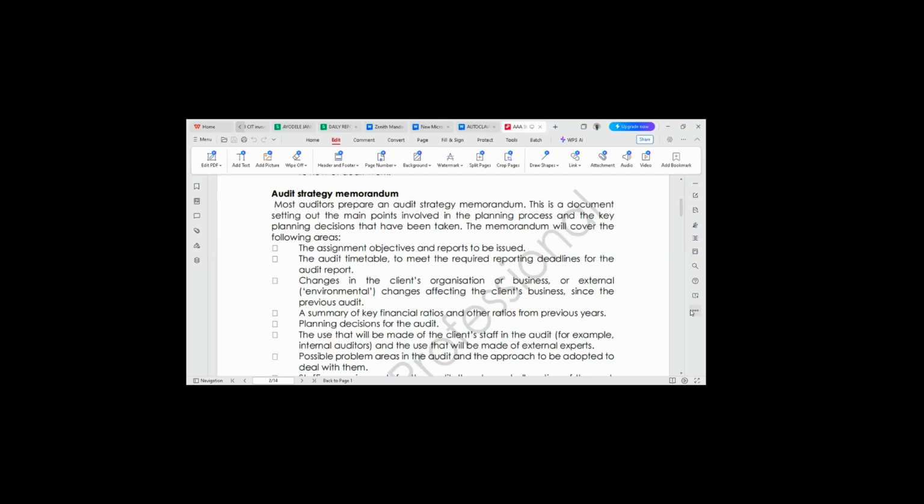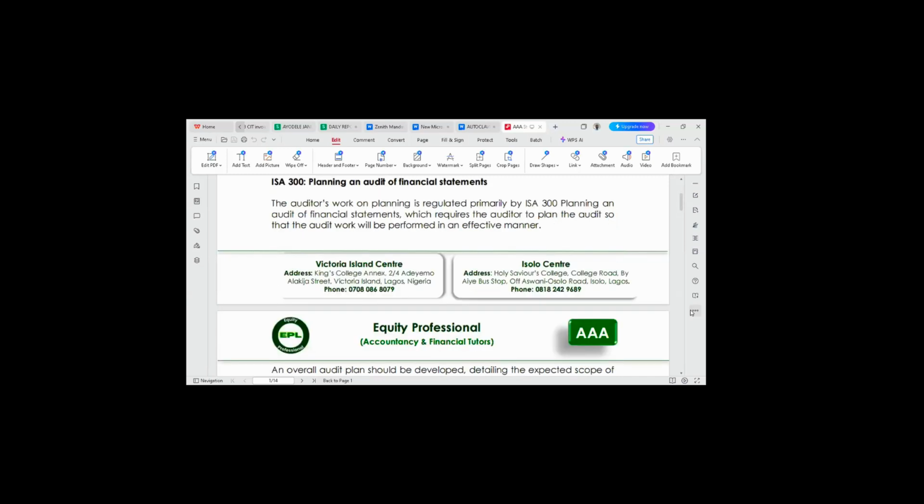Then, possible problem areas in the audit and the approach to be adopted to deal with them. Because you will have carried out what we call a preliminary audit risk assessment, you will have an understanding of potential problem areas. You should be able to state how you are going to tackle them in the memorandum. All right? You put that in the memorandum.